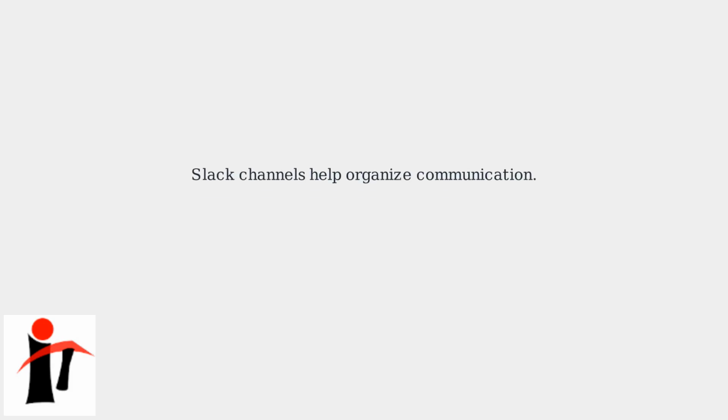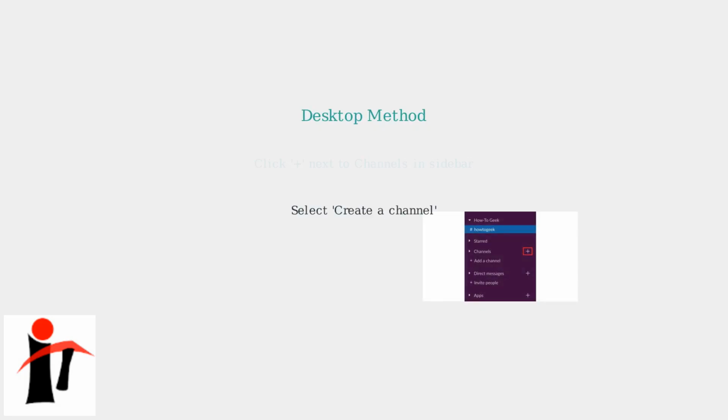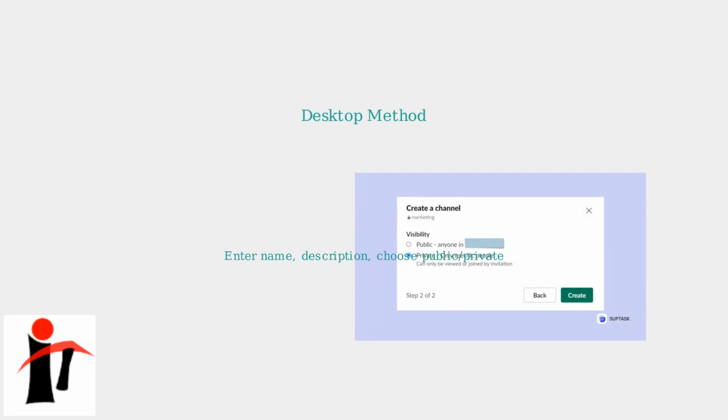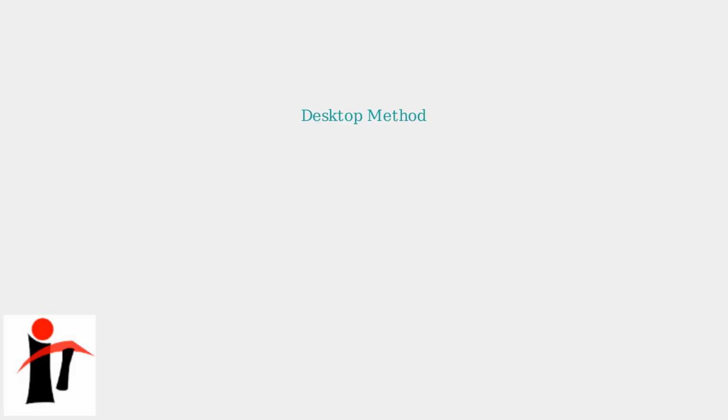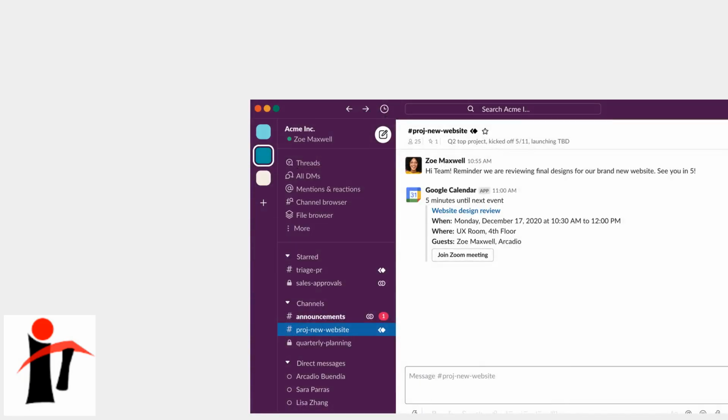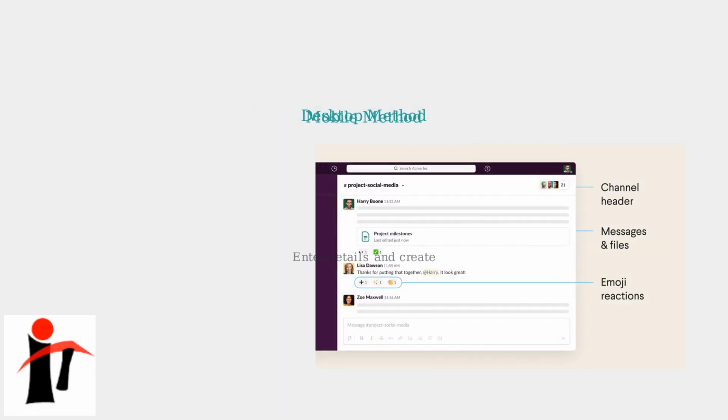Slack channels are essential for organized communication, and creating them is straightforward on both desktop and mobile. On desktop, open Slack in your browser or app. Click the plus icon next to Channels in the sidebar. Select Create a Channel and enter a name and description. Choose if it should be public or private, add members if private, and click Create.